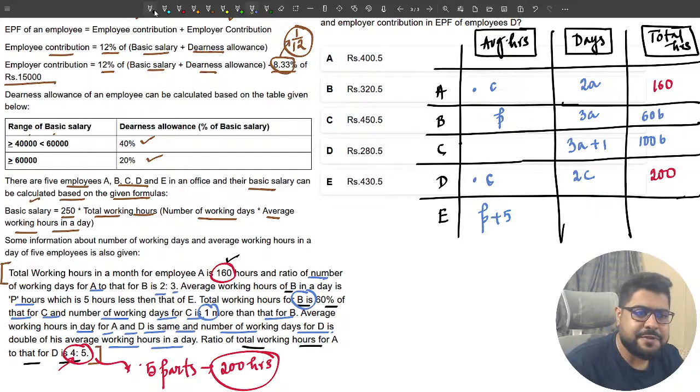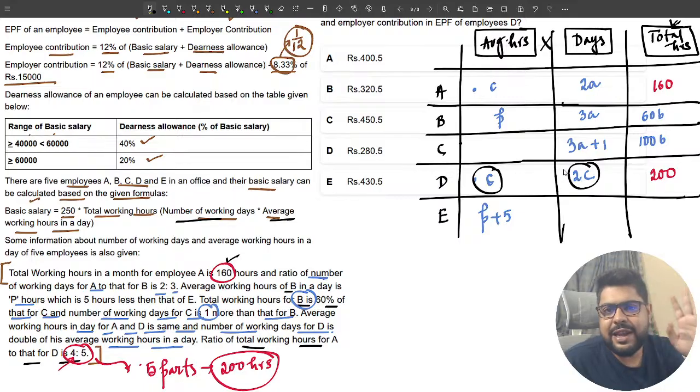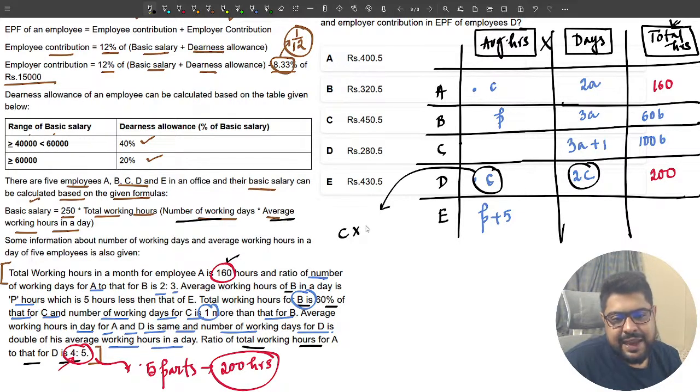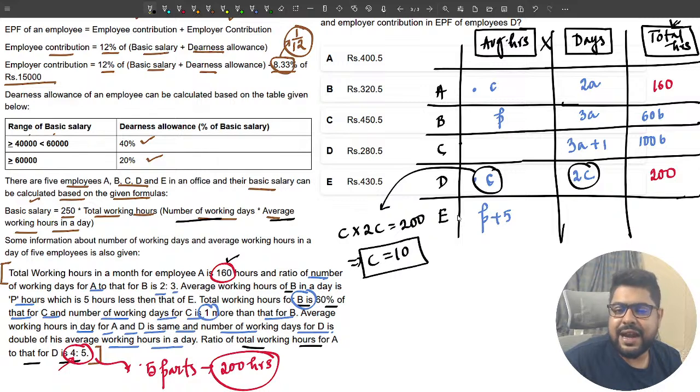First thing I can see: always remember, average hours into number of days is equal to total hours. So I have this equation, with only one variable and one equation. From this, C into 2C is equal to 200. So C comes to 10. You see, the C value is 10, so wherever you see C, it is 10, and 2C is 20.